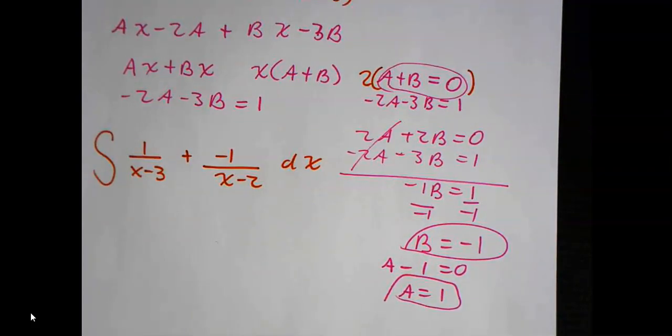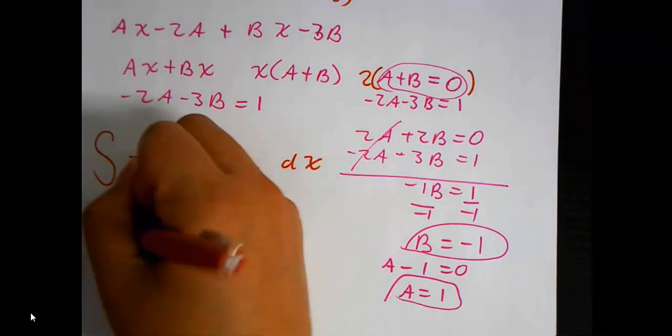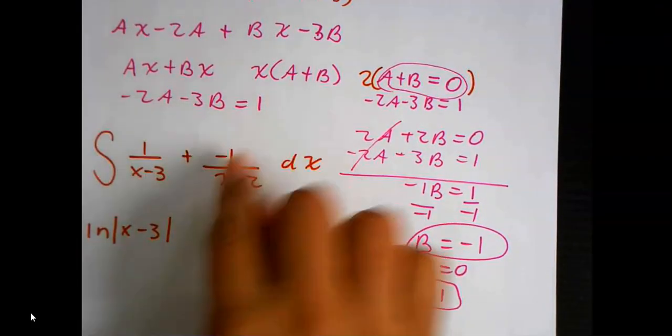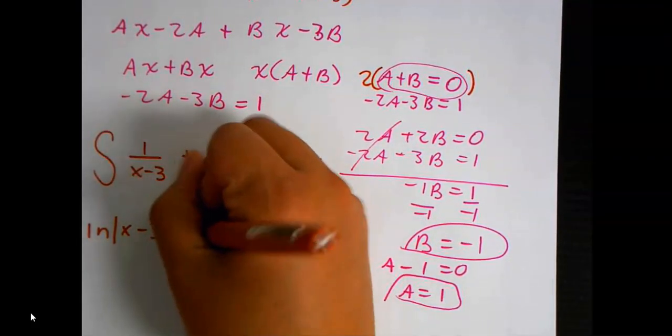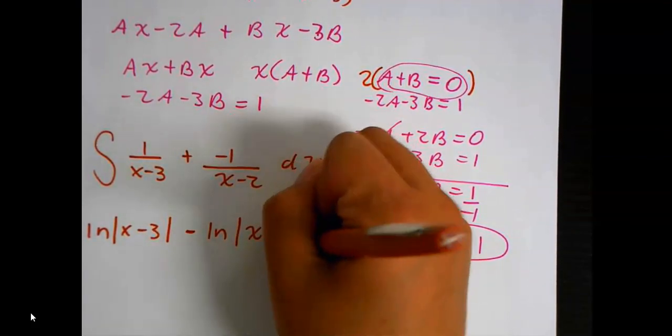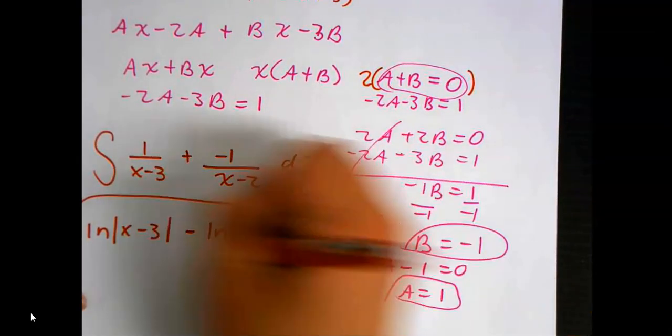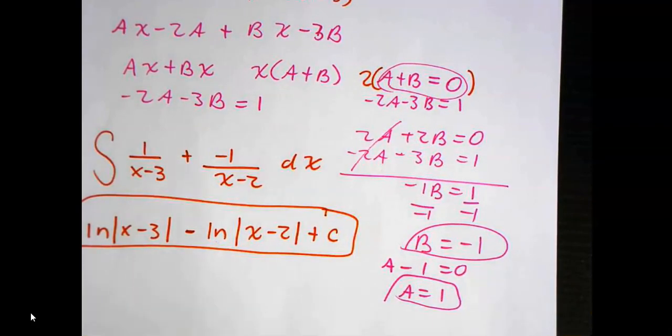When you have something like this, it's like 1 over u, and the integral of 1 over u will be natural log. So the integral of this would be natural log of absolute value x minus 3, and there's a negative 1 right here, so it's going to be negative natural log of absolute value x minus 2, plus C. And that will be my integral. Okay, let's do another one.